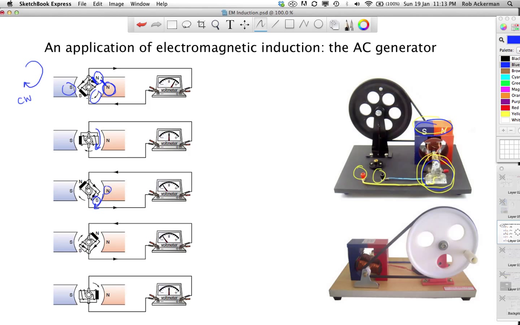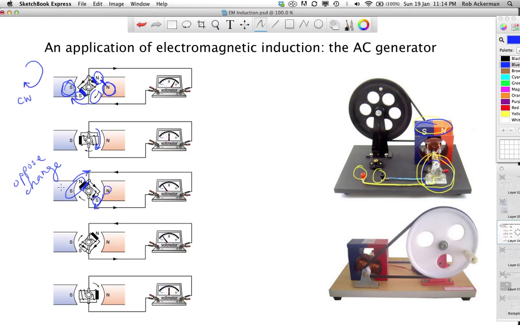Meanwhile, on the other side, this end of the magnet here is coming toward the South Pole of the permanent magnet, and therefore there will be opposition to that change, so we get a south. A little while later, this end is going away, so now we get a north to attract it back, to oppose the change once again.